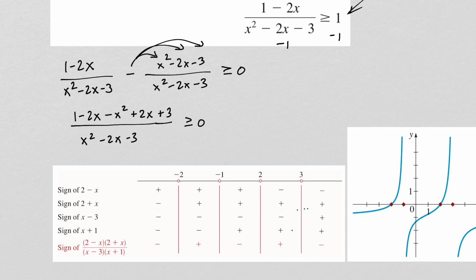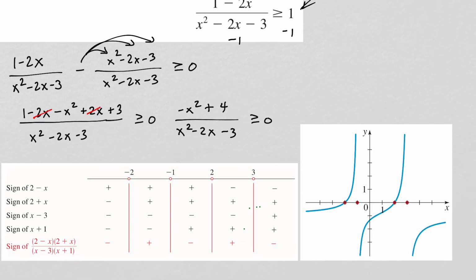Now in the next step, what I'm going to do here is combine like terms. So in the numerator, we have negative x squared. And then we have a negative 2x and a positive 2x. Those actually cancel out quite nicely. And all that's left is 1 plus 3, which is positive 4. And the denominator, we have the same thing. And we want this to be greater than or equal to 0.